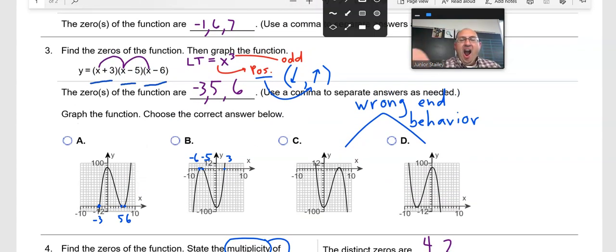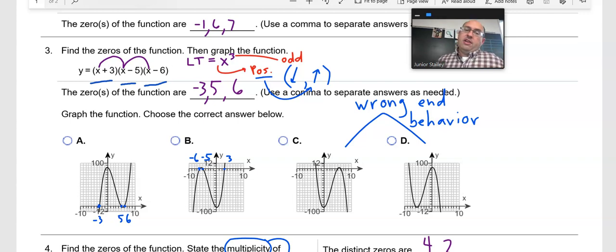Question 3. Find the zeros, but then it goes one step further and asks me to graph that. Okay, so I found the zeros, right? We set the x plus 3, the x minus 5, the x minus 6 equal to 0, and then we solve them. We got -3, +5, +6. Well, then we need to graph them. We need to know what's going on the right side and the left side.